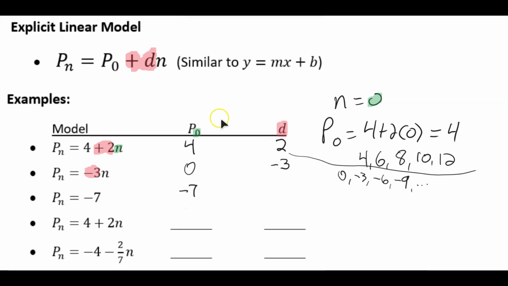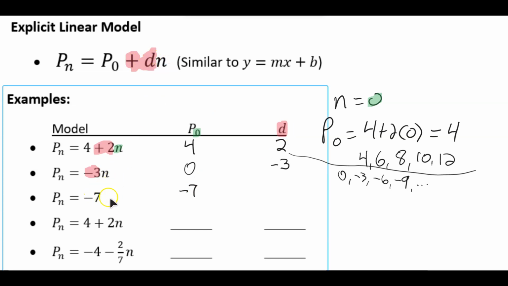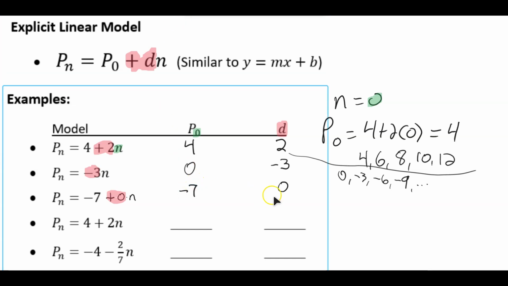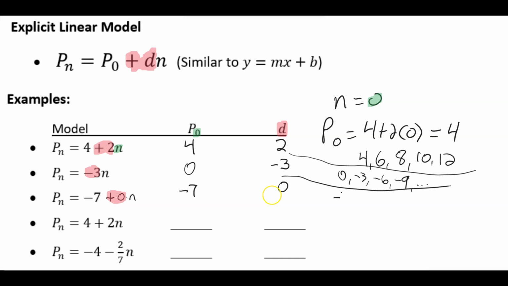The d value is the coefficient of n, but since there's no n, well, what is it? There actually is an invisible n term. It's 0 times n. And if you can understand that or visualize that in this case, you could see that d is actually 0. And so this sequence would be negative 7 and then plus 0, negative 7, negative 7, negative 7, etc. This is a constant sequence.